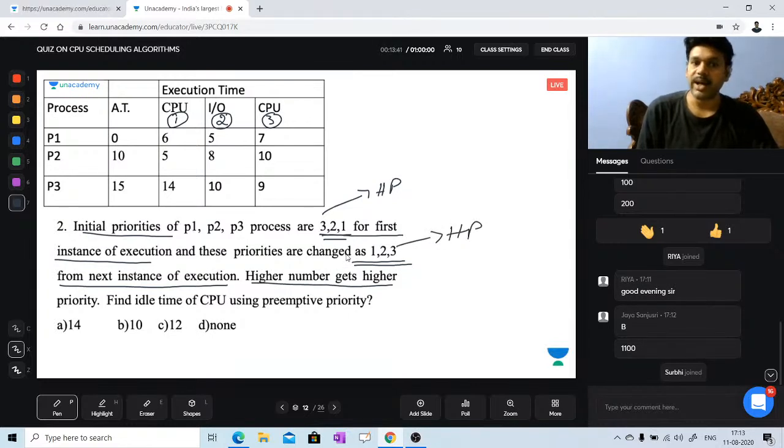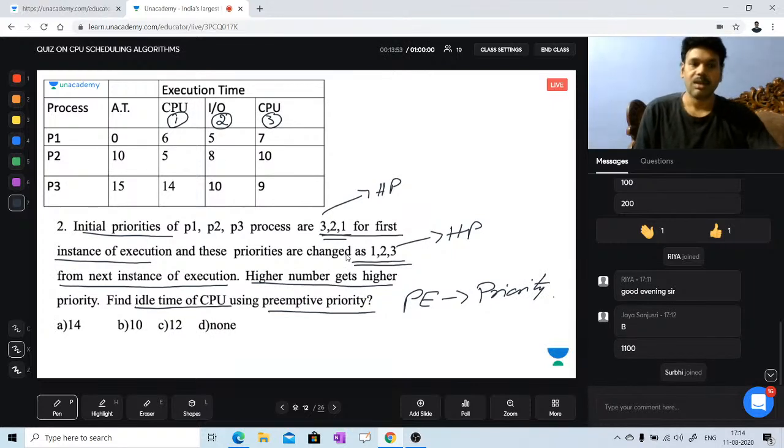So find the idle time of the CPU using preemptive priority. So here also preemptions are allowed using priority scheduling. How much time is the CPU idle? Please understand the arrival times carefully: 0, 10 and 15.